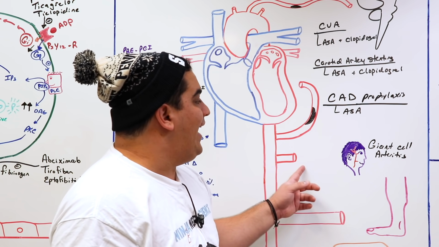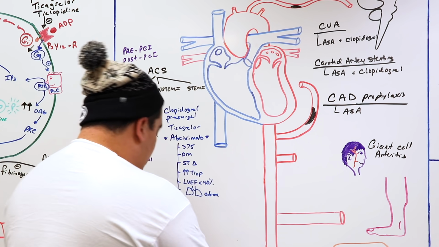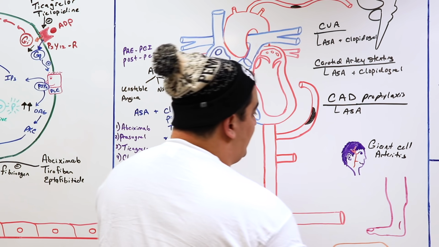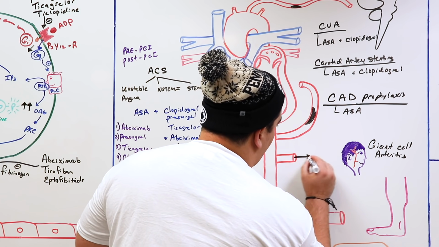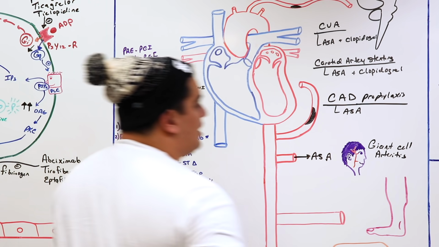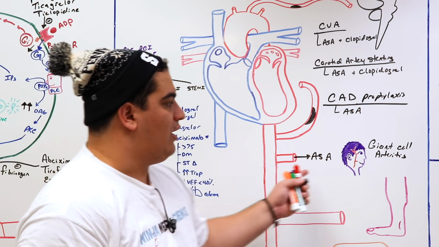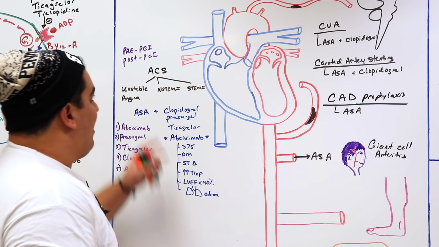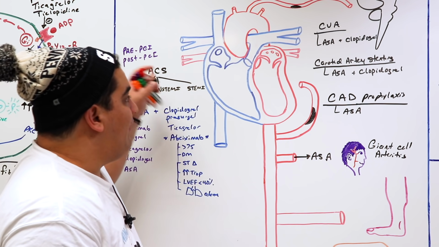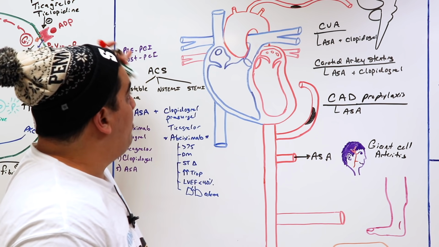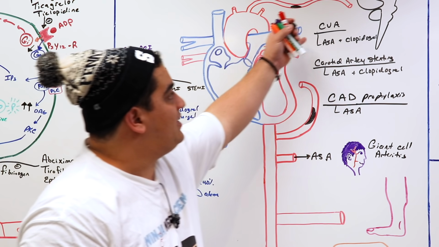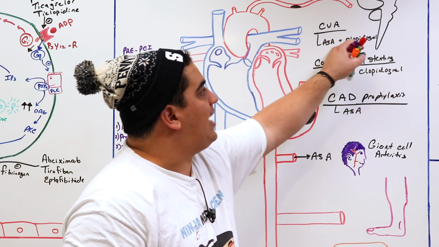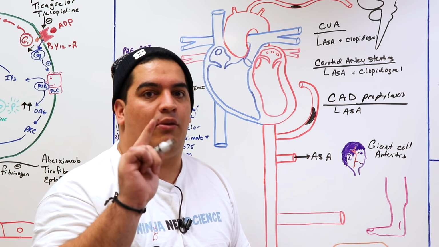So a good medication that they give to individuals to prevent some of these symptoms is aspirin. So aspirin is another good medication that's utilized for patients with giant cell arteritis. So we have acute coronary syndrome, whenever someone's having an MI and going to PCI, post-PCI. We talked about that. CVA, same thing. Aspirin, clopidogrel.